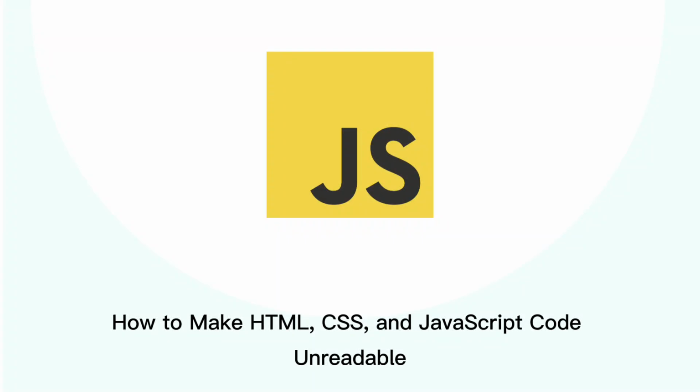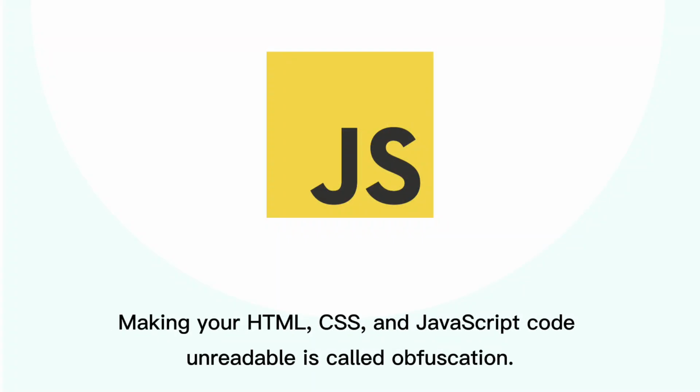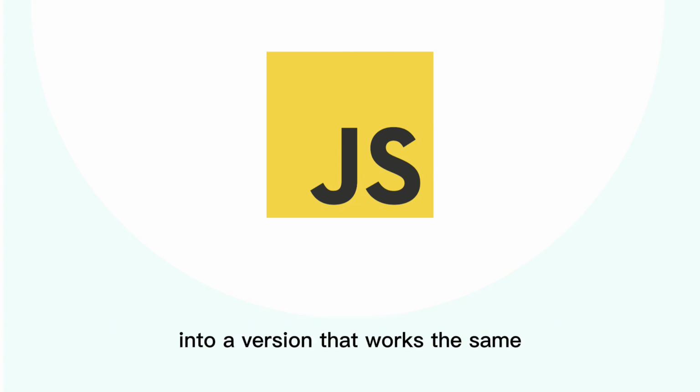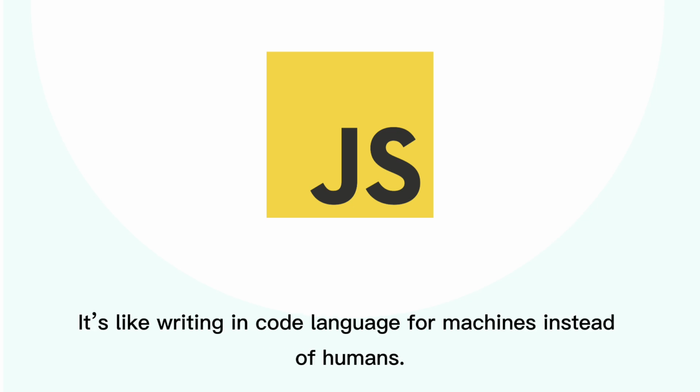How to make HTML, CSS, and JavaScript code unreadable. Making your HTML, CSS, and JavaScript code unreadable is called obfuscation. This process helps protect your intellectual property by converting your original code into a version that works the same, but is hard to understand. It's like writing in code language for machines instead of humans.